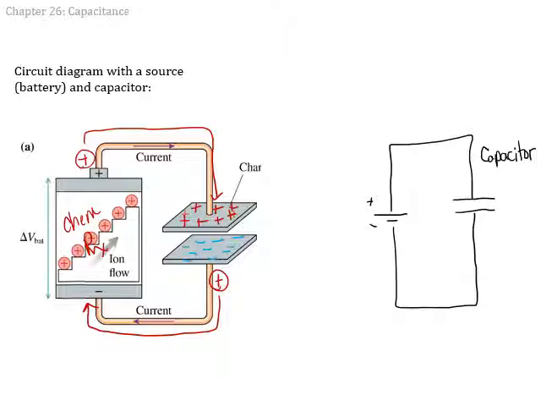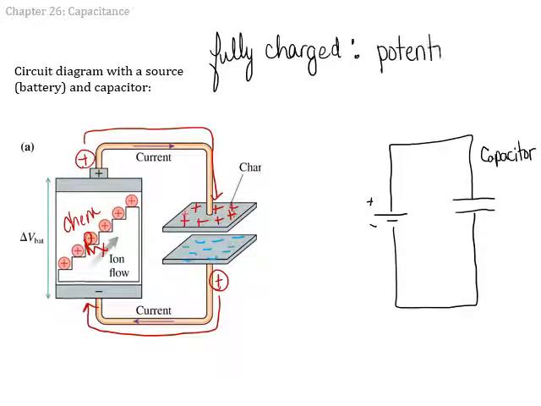So you hook up the battery, the charge starts to flow. There is a limit to the amount of charge that flows, and that limit is set by the maximum potential on the capacitor being equal to the potential of the battery. So our capacitor starts with no charge, then we hook it up and it starts to get charged up. When it's fully charged, the potential of the capacitor equals the potential of the battery.